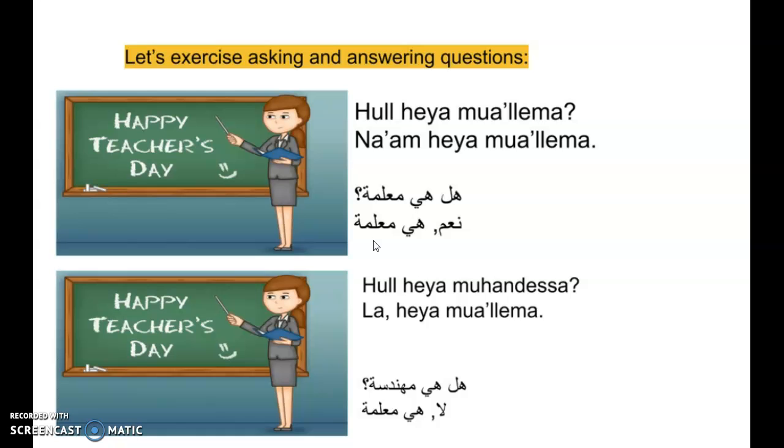Okay, let's look at the second part of the slide. I see the same picture, but the question is different. هل هي مهندسة؟ مهندسة again is engineer. Is she an engineer? لا. No. هي معلمة. No. She is a teacher.